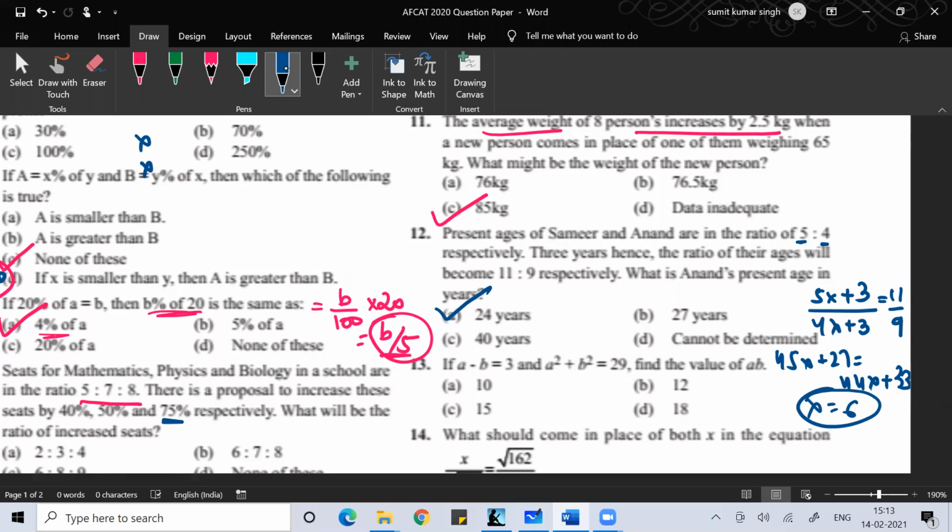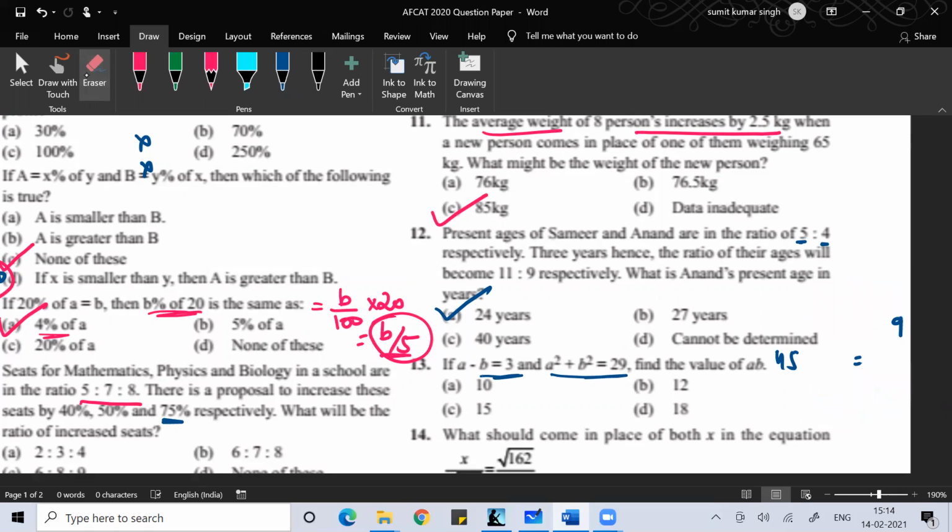Okay. Now question number 13. A minus b is 3, and a square plus b square is 29. What is the value of ab? So you can see this.